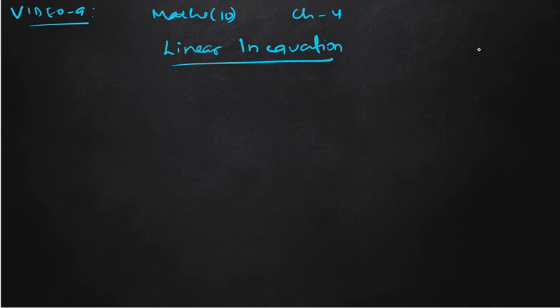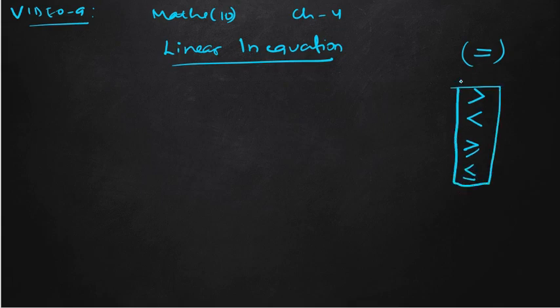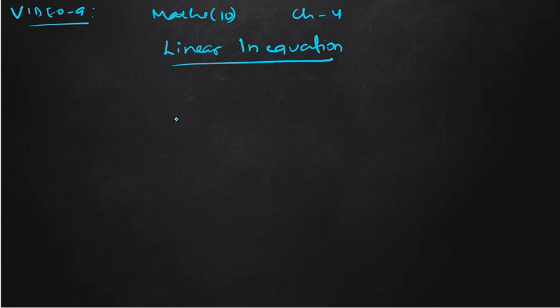Now generally in an equation we put an equal to sign, but in an inequation it may be greater than, less than, or greater than equal to, or less than equal to. This type of signs are known as our inequations, and there will be left hand side as well as right hand side. So this type of equations are known as our linear inequality.